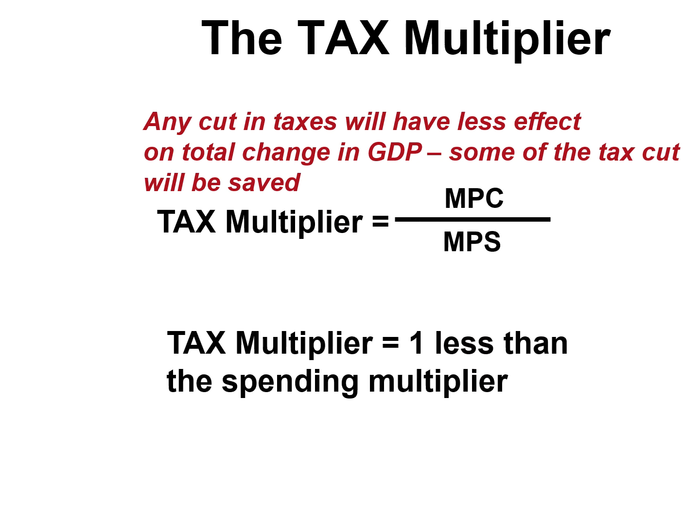Now, there's a formula to calculate the tax multiplier. If we take the MPC over the MPS, we can then calculate the effectiveness or the strength of the tax multiplier. So if the marginal propensity to consume is 0.9 and the marginal propensity to save is 0.1, we take 0.9 over 0.1, and what does that work out to be? Well, there's a little trick here. The tax multiplier ends up being always 1 less than the spending multiplier.